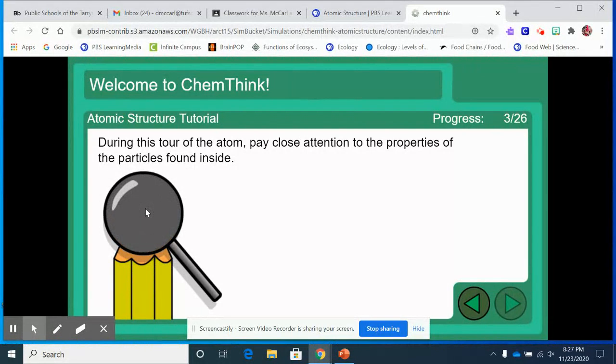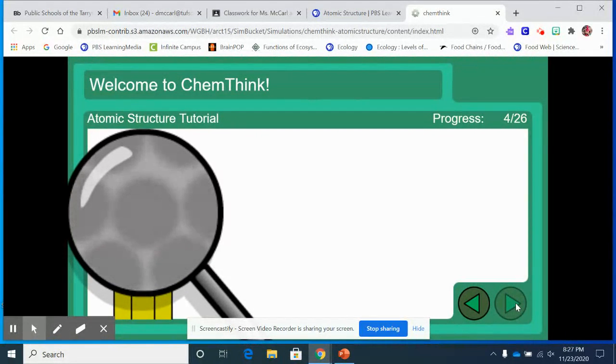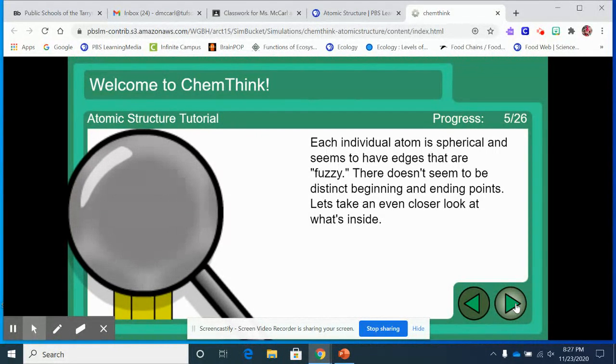During this tour of the atom, pay close attention to the properties of the particles found inside. Magnifying to the atomic level lets us see that the carbon atoms are vibrating in place. This is how we would expect the atoms in a solid to move. Each individual atom is spherical and seems to have edges that are fuzzy. There doesn't seem to be distinct beginning and ending points. Let's take an even closer look at what's inside.